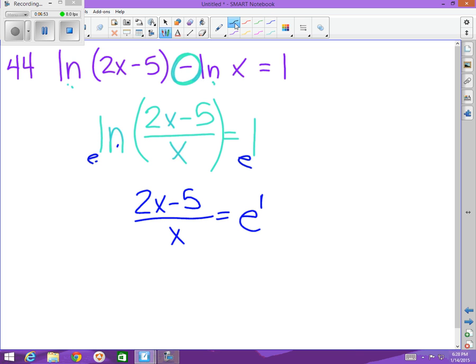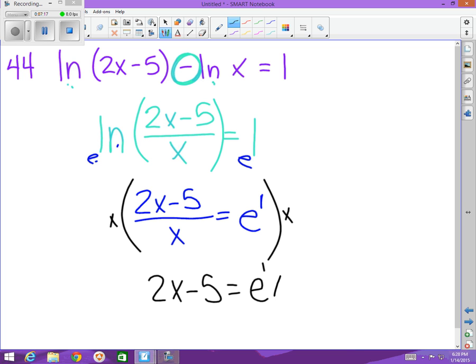Now we have to solve for x. So the first thing we got to do is get the x out of the denominator. So we want to multiply the entire equation by x on both sides. When you multiply this side by x, this x and that x divide out, and so you're left with just 2x minus 5. This one is just e to the first times x. Now remember, e is just a number. It is 2.718 and change.